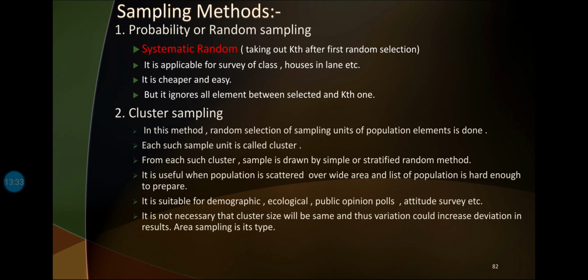It is not necessary that the cluster size will be the same, and thus variation could increase deviation in the result. Yes, because you are not setting the cluster on the basis of geographical region. It can be on the basis of number of people but not geographical region. So the parameters are not constant, and thus deviation may happen. Area sampling is one of its steps, as I have described. When you want to study some particular political opinion, we divide the complete country into areas, and then take samples out of it for study. So this is how the cluster sampling method works.